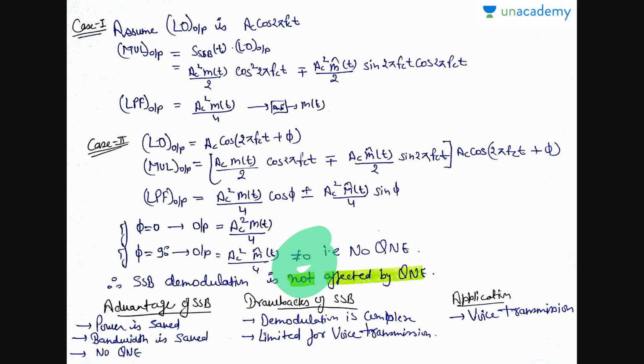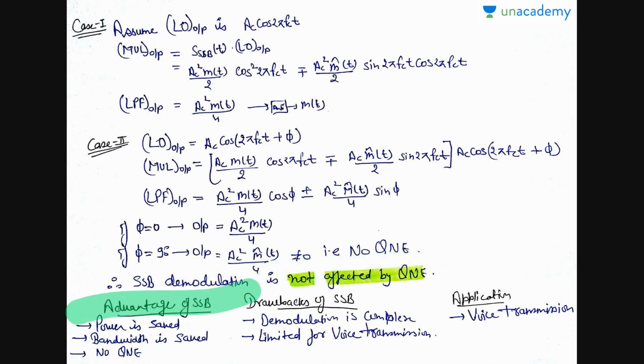So there was the problem of QNE. What is QNE? QNE is quadrature null effect, but it is not present in SSBSC because of this m^(t), which is the Hilbert transform of m(t), and from this we can recover the message signal. So in SSB demodulation, no QNE is present, that is, it is not affected by the QNE.